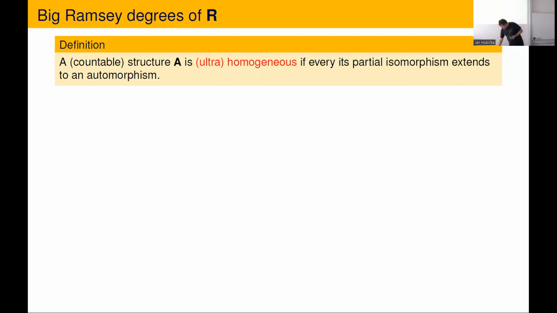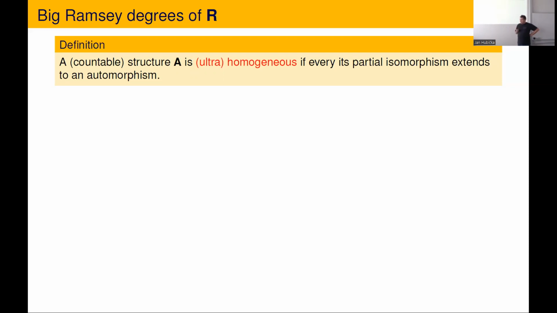Let's see how much time I have. Half of the time, so that's not bad. The next structure where the big Ramsey degrees were understood is something which is called the Rado graph. So I'm using R for it. And for that, I need a little bit of extra definitions.